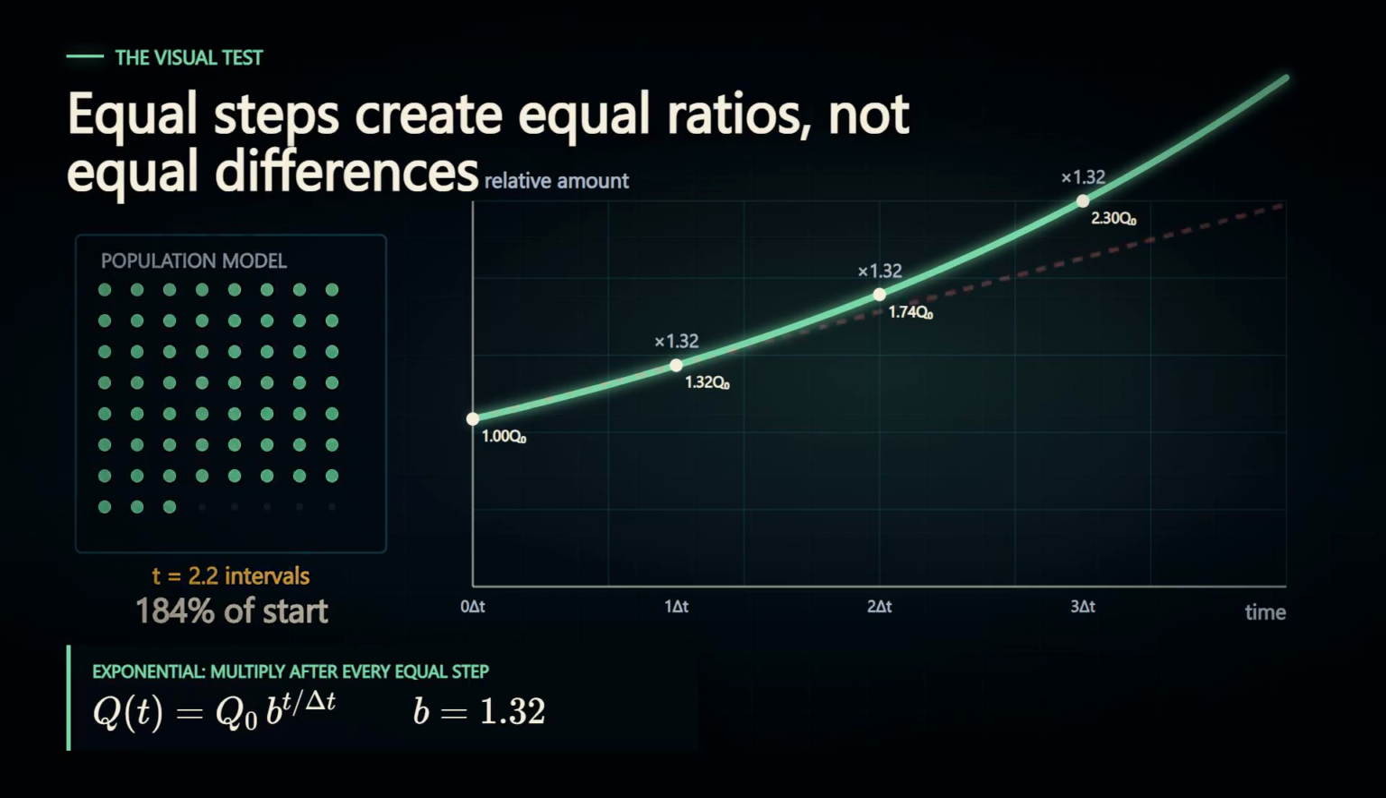This is the visual test. Move one equal step to the right. A line adds the same vertical amount. An exponential scales its current height by the same factor. Near the beginning, the change may look gentle. Later, it can be dramatic. Equal horizontal steps create equal ratios, not equal differences.